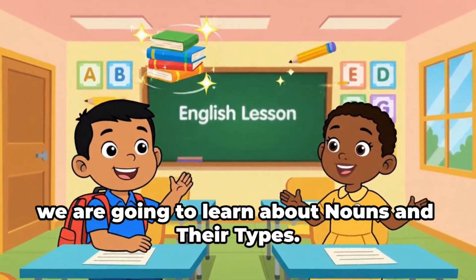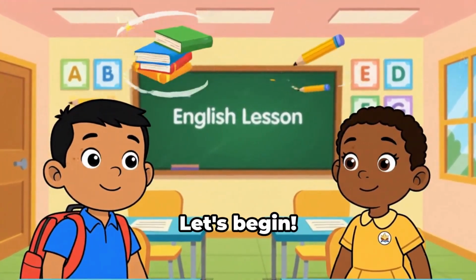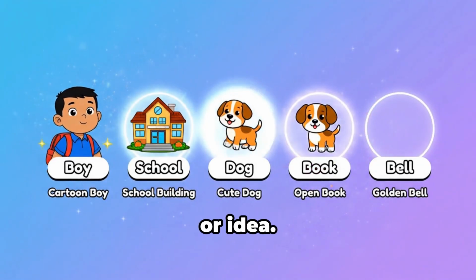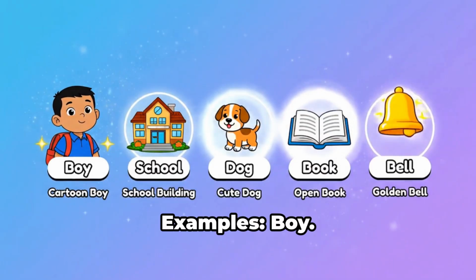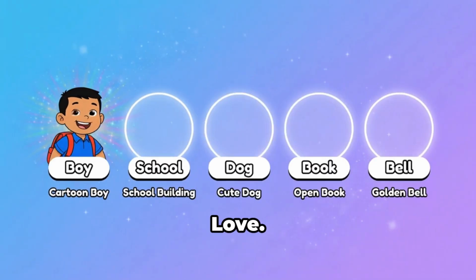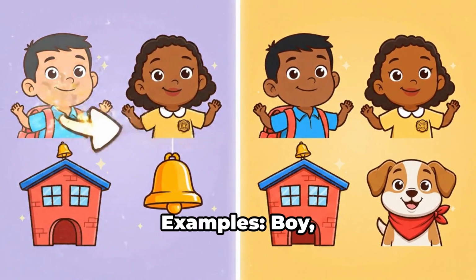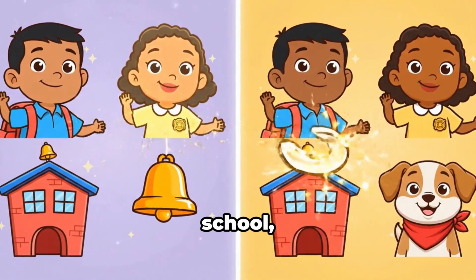Today we are going to learn about nouns and their types. Let's begin. A noun is the name of a person, place, animal, thing, or idea. Examples: boy, school, dog, book, love. These are all nouns. A common noun is a general name. Examples: boy, girl, school, dog.